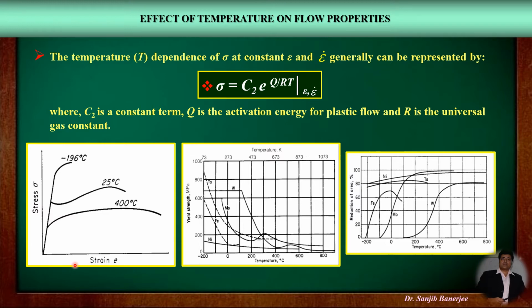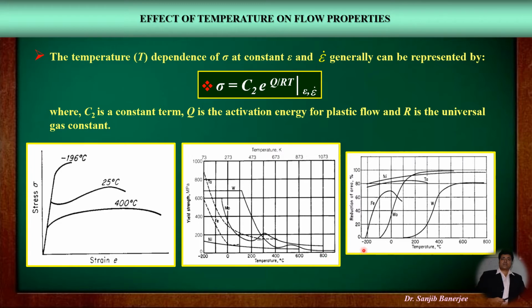Now this particular fact is revealed from the given figures. The first figure gives us the effect of temperature on the stress strain curves, where we can see that with the increase of working temperature, the stress strain curve is changing, or more precisely, the strength is decreasing while the ductility is increasing. Now, the effect of temperature separately on the strength and ductility is given by the next two figures. The second figure gives us the variation of yield strength with temperature, where we can see that for different materials the yield strength is decreasing with the increase in temperature.